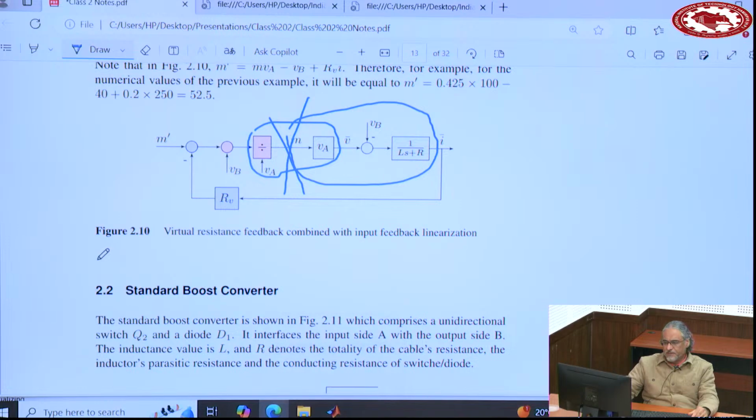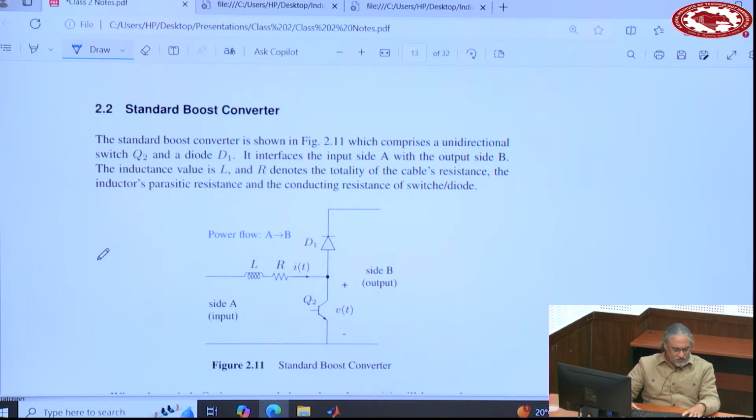Okay, not yet. So the next converter I'm going to talk about after the buck converter is the boost converter, and you will see after I explain the boost converter, I combine buck and boost together, and then we will come to the voltage source converter, which is basically what we use as inverter and rectifier.